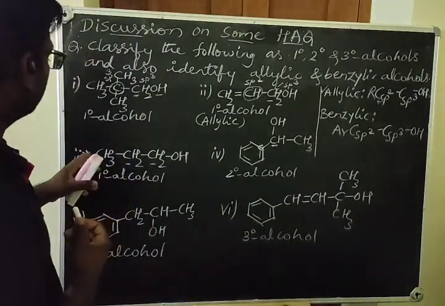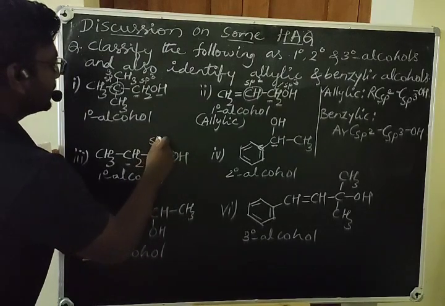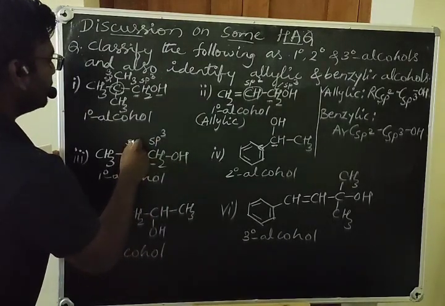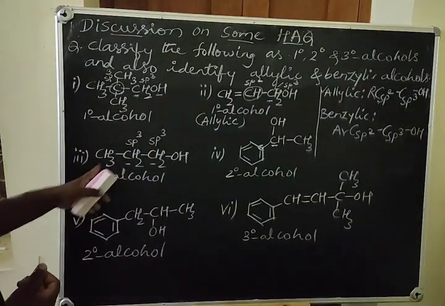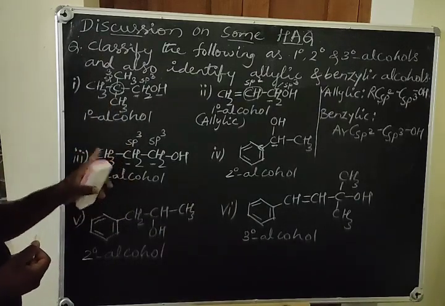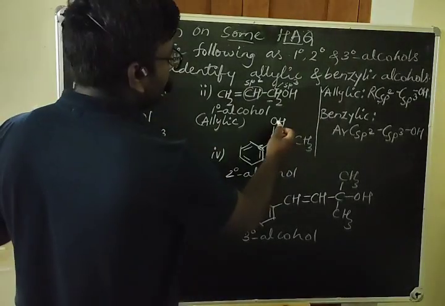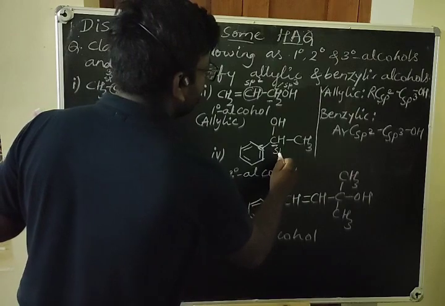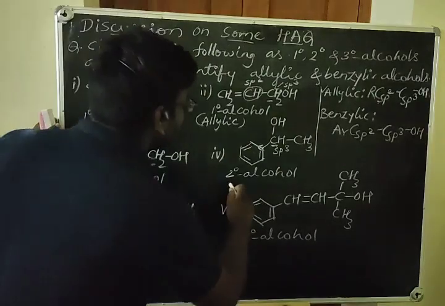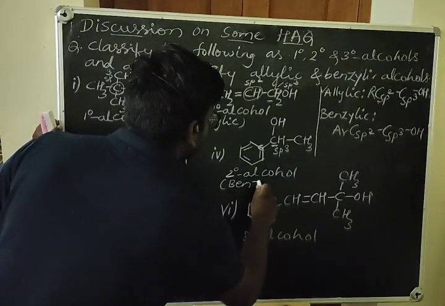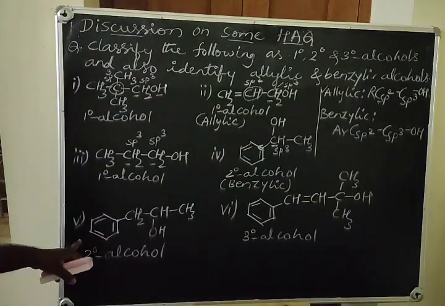Come to the third compound. Here the OH containing carbon is sp3 and this carbon is also sp3. So it is also neither allylic nor benzylic. Come to this fourth compound. Here the OH containing carbon is sp3, and it is next to the benzene ring. Therefore it is a benzylic alcohol. Now come to the fifth compound.